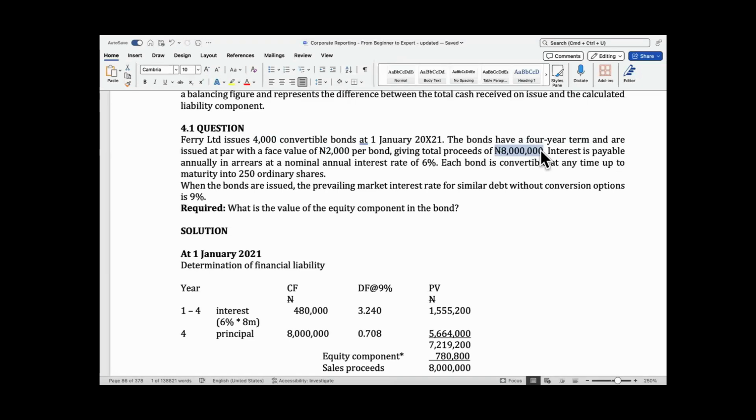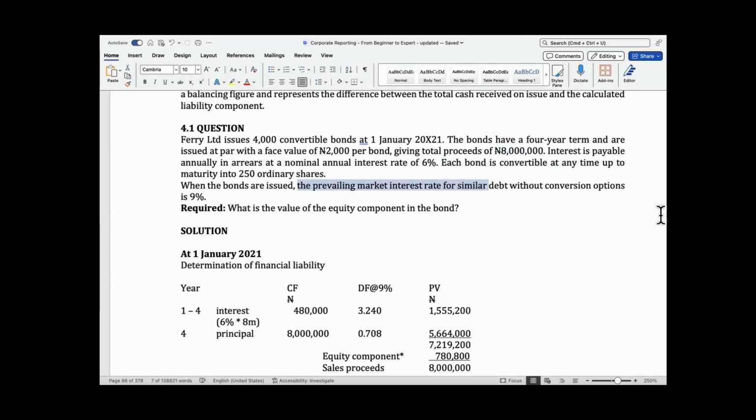That's what it borrowed. But for the fact that it is convertible, it means that it can be converted to shares. So that's what they are saying here, that each bond is convertible to shares. And because it's a debt, it will pay a fixed interest of 6% per annum to the investor. We are also told that when the bonds are issued, the prevailing market interest rate for similar debt without conversion option is 9%.